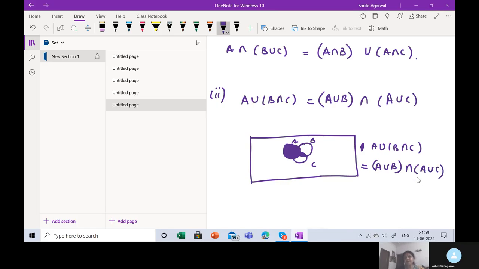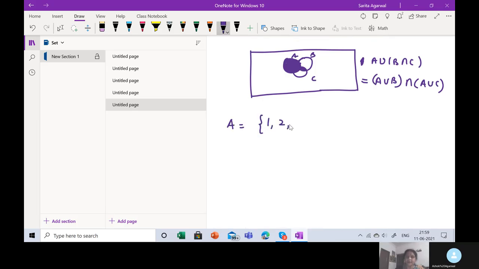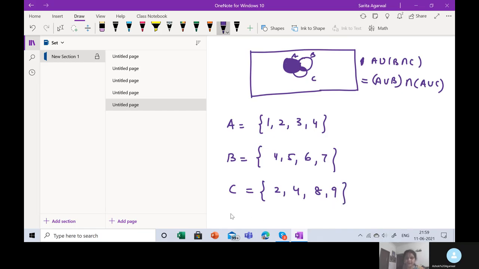Now we prove this by an example, by taking A equal to 1, 2, 3, 4. And we take B as 4, 5, 6, 7. And we take C as 2, 4, 8, 9. Right? So B intersection C is, sorry, B intersection C is not 2, it's 4. It's 4. A union (B intersection C) is 1, 2, 3, 4. Right?